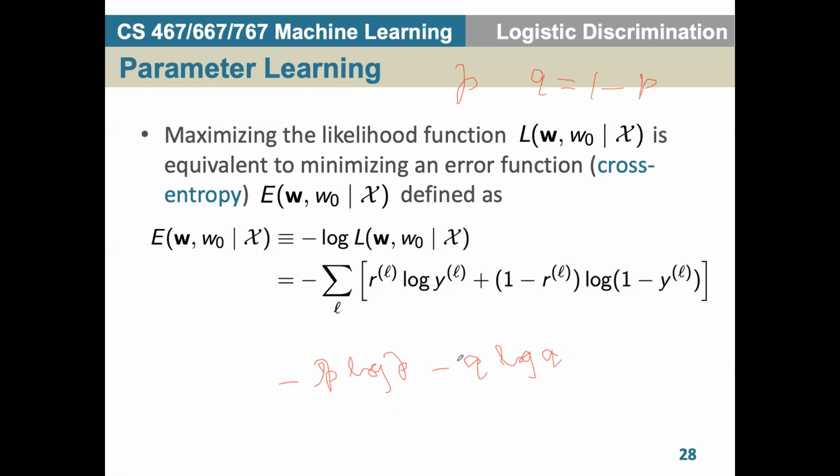This is entropy. But here, this P and this Q are of the same distribution. If you have different distributions, before the log you have one distribution, after the log you have another distribution. This is called the cross entropy. You have two different distributions. This measures the difference, the distance, between two distributions.